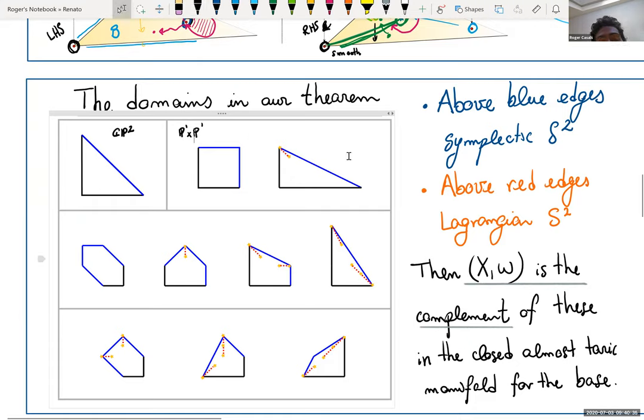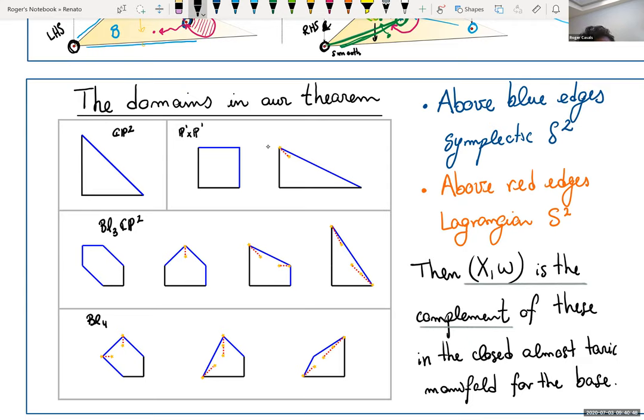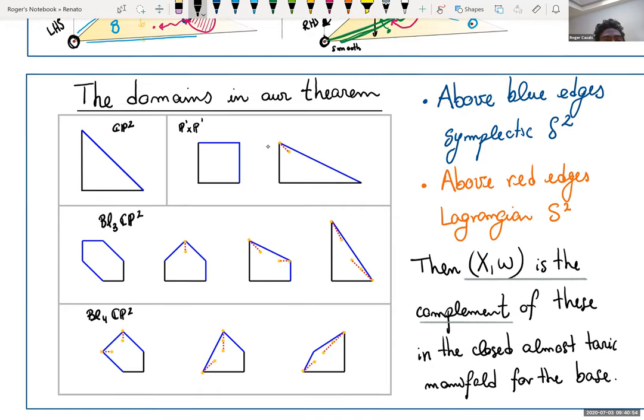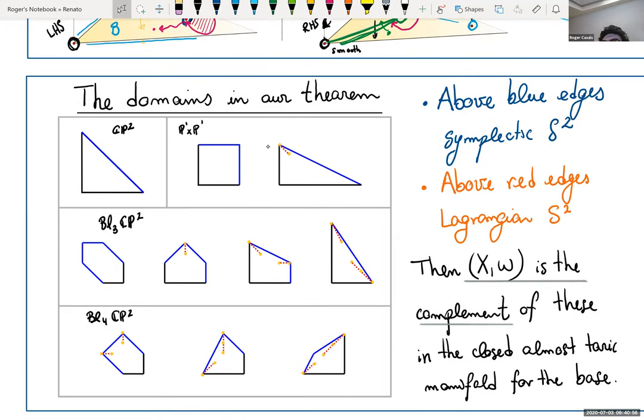Now, interestingly enough, this guy, maybe not so obviously, is also P1 times P1. Everybody in the second row is just CP2 blown up at 3 points, and everybody in the fourth row is CP2 blown up at 4 points. So those are the symplectic closed domains that we're going to be thinking about. And the symplectic domains in which we want to embed ellipsoids are going to be given by the complement of certain surfaces in those domains.